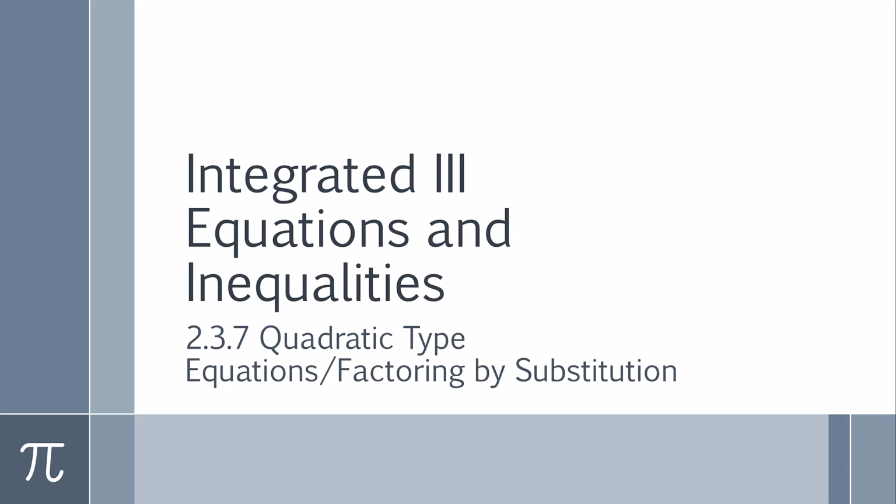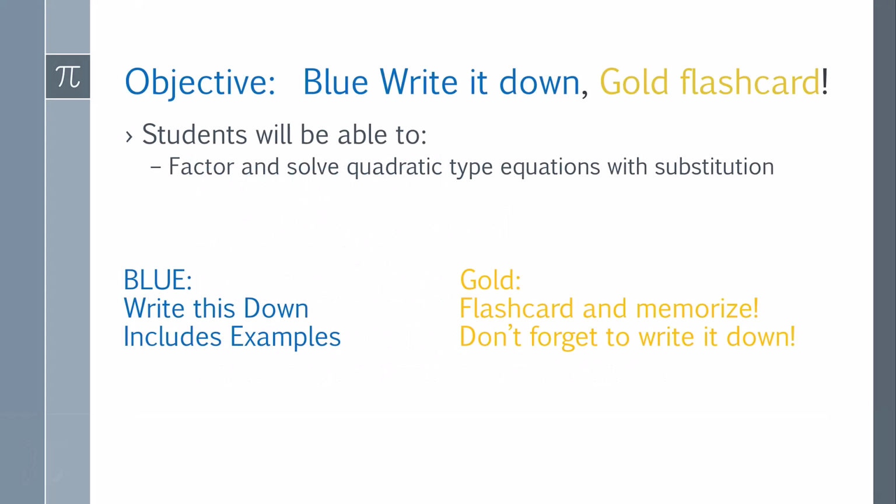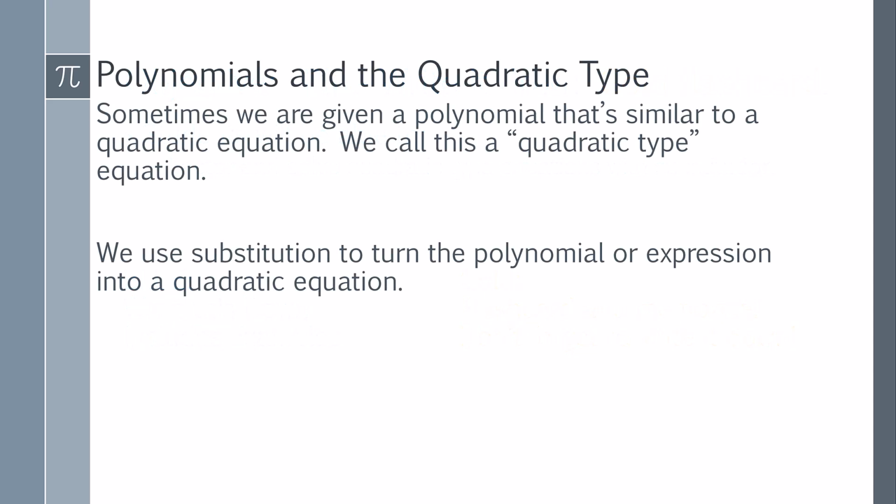This is 237. We're going to take a look at quadratic type equations, otherwise known as factoring by substitution. And so we're going to factor and solve quadratic equations with substitution. Now sometimes we're given a polynomial and it looks similar to a quadratic equation. We call that a quadratic type.